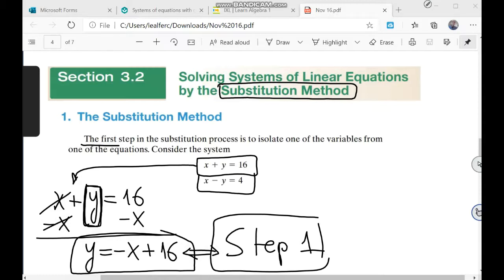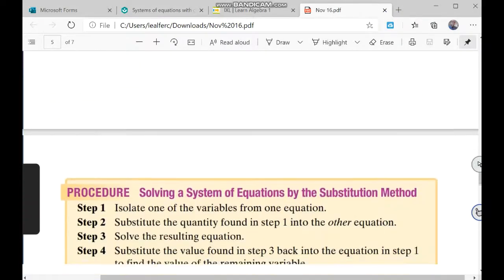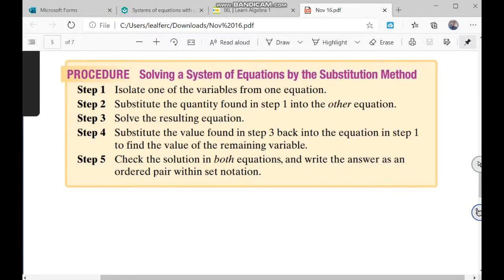The other steps, just to let you know, because we're going to see them tomorrow and the day after tomorrow: the procedure to solve a system of equations by using the substitution method is this. First step, isolate one of the variables. The second step, that we're going to see tomorrow, substitute the quantity found in step 1 into the other equation. And the third step, we're going to see the day after tomorrow, solve the resulting equation. And here you're going to find the solution, the answer that you're looking for.